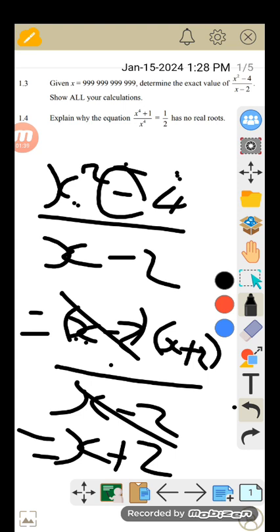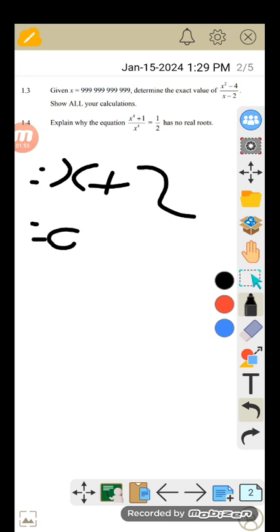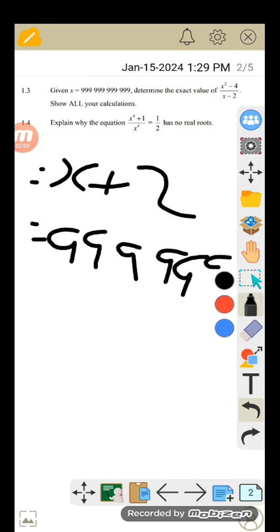Like this. You see guys, let me just go to the next page. Let me just write it like this. X plus 2. As you can see, they have given us the value of x. The value of x is what? 9999, which means that where we see x, we are going to put that value, that 9999. You see?